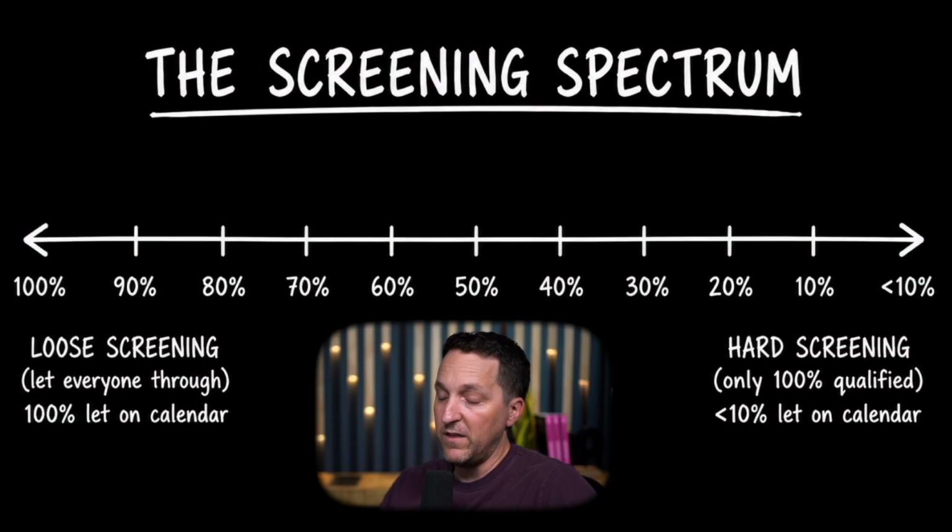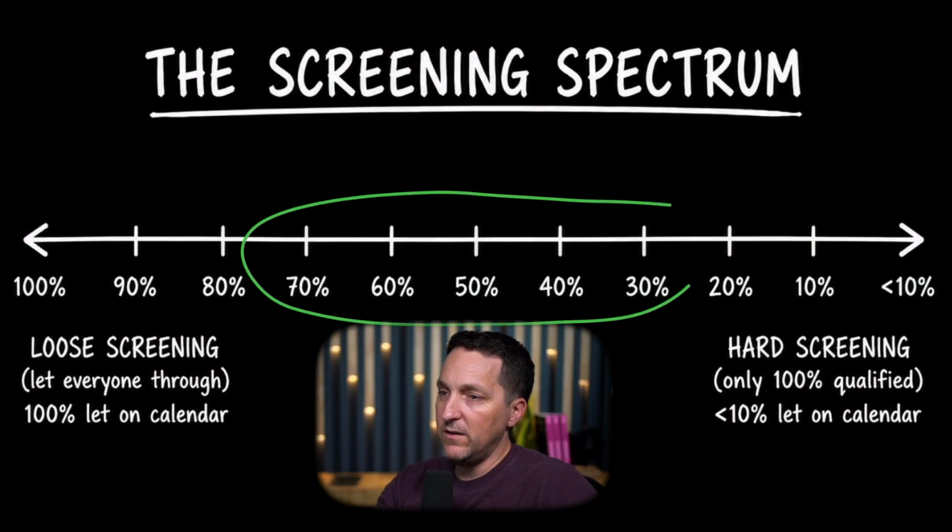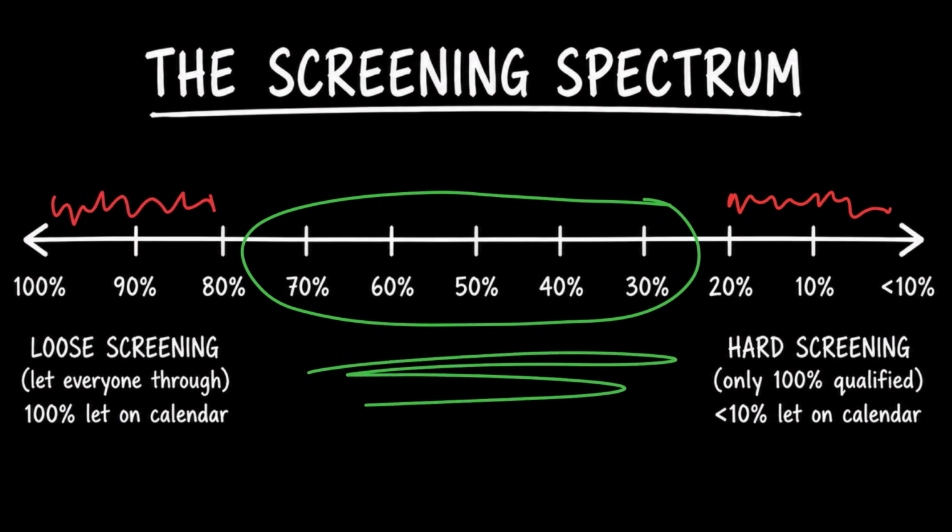So the question then becomes, when do you make these adjustments? Generally you want to fall within this range, right in here. You don't want to ever screen too hard and you don't want to ever screen too loose. This is a good, safe range. Adjustments can be made based on a few different things.